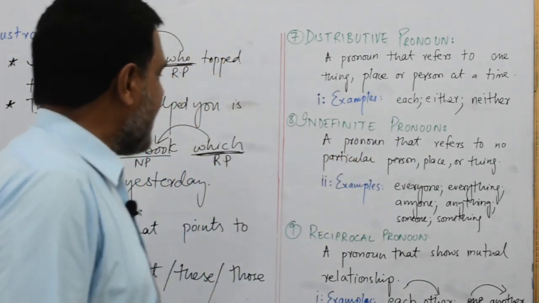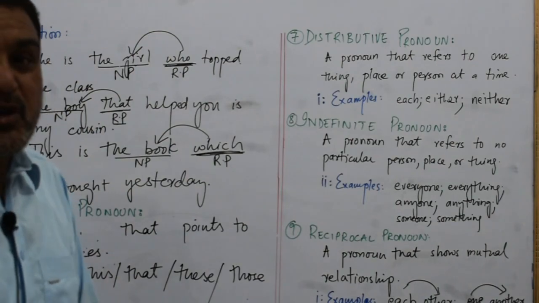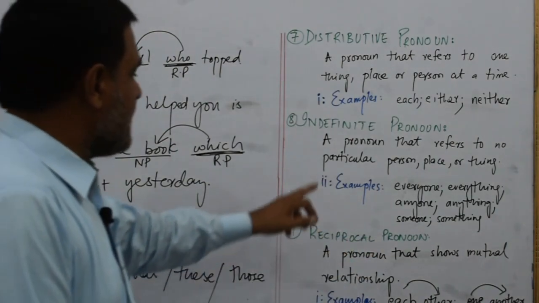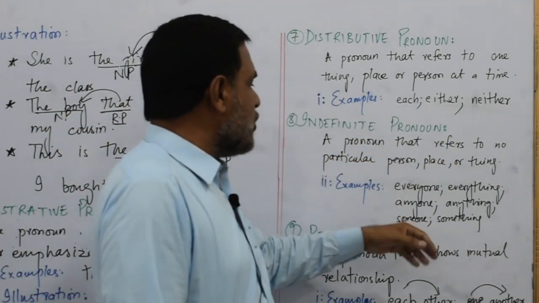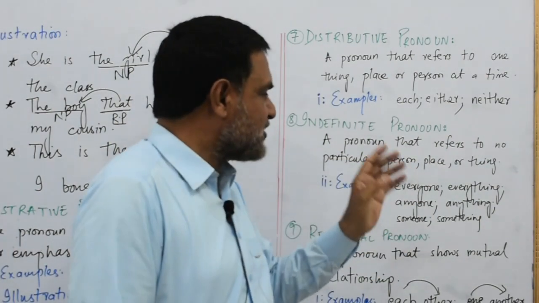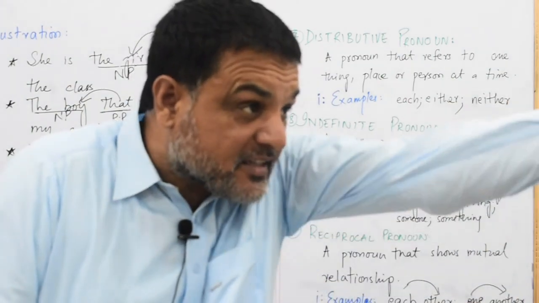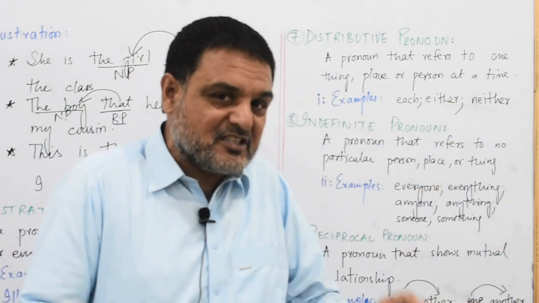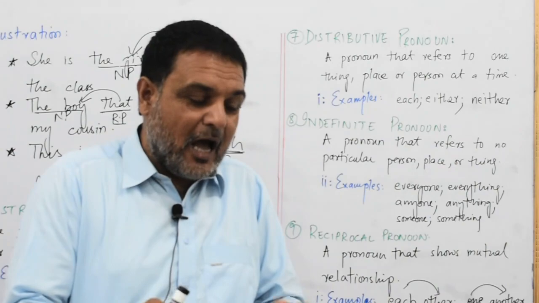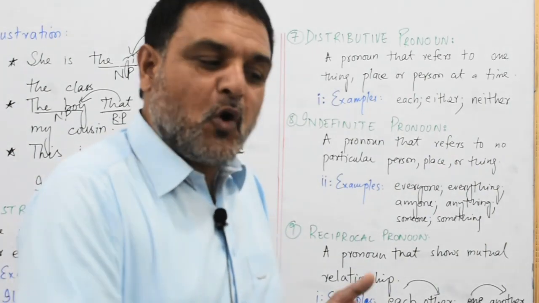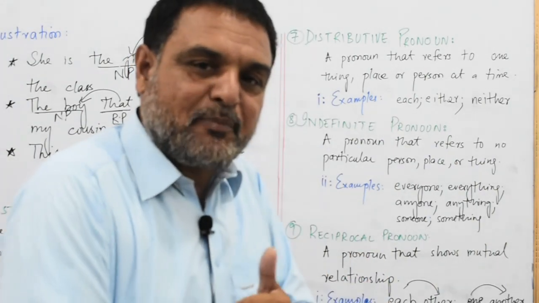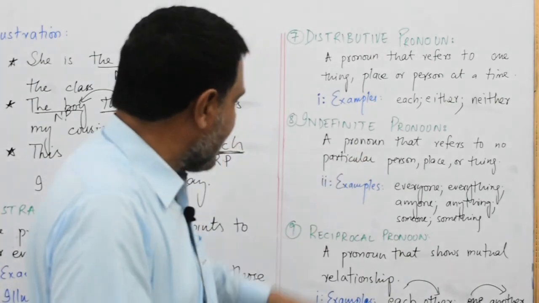Next, the eighth one is the indefinite pronoun. What is an indefinite pronoun? A pronoun that refers to no particular person, place, or thing. No one in particular. You cannot say this, you cannot say that. No particular person, place, or thing. A pronoun that refers to no particular person, no particular place, no particular thing is called an indefinite pronoun.